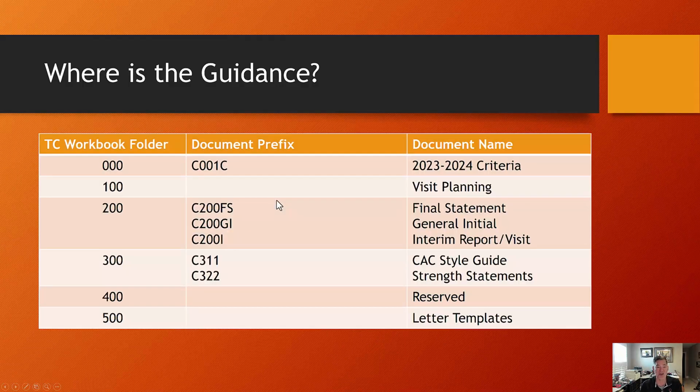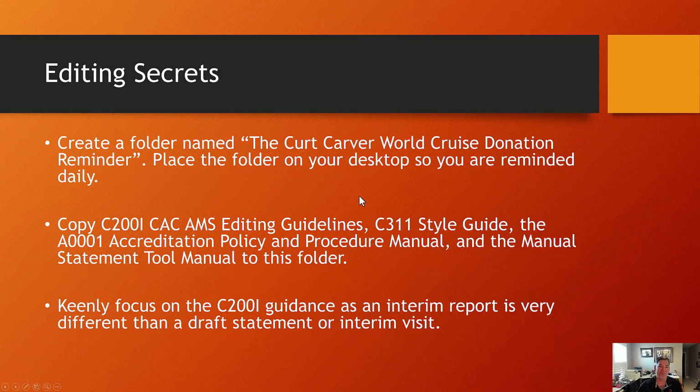Well, the first thing you should know is where's the guidance? Where should I go look? If you go into your team chair workbook, you want to focus on C200I, which covers interim reports and visits. You also always want to look at C311 to follow the CAC style guide and make sure you have firm agreement with whatever your findings are going to be.